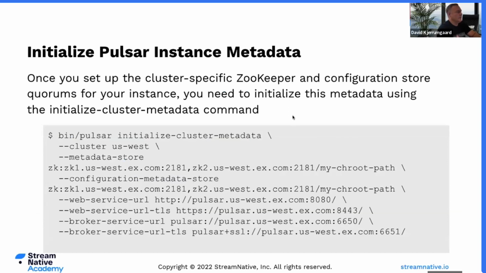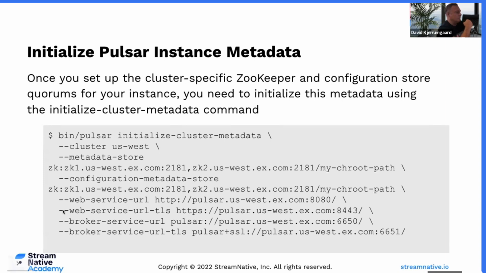So once you have created your metadata cluster and set up your cluster-specific ZooKeeper, you need to initialize that metadata. The first time you set up your local Pulsar cluster, you initialize the cluster metadata once, and you specify all your different information: what the cluster name is, where its metadata store is. In this case, we're using two different ZooKeepers here, and you're specifying where the configuration metadata store is as well. So this is the part that says, hey, this is the global ZooKeeper information.